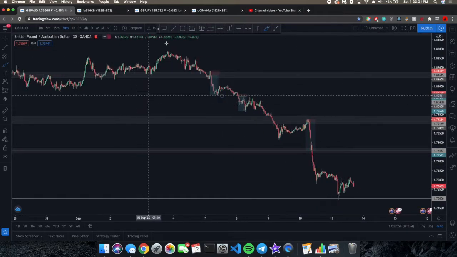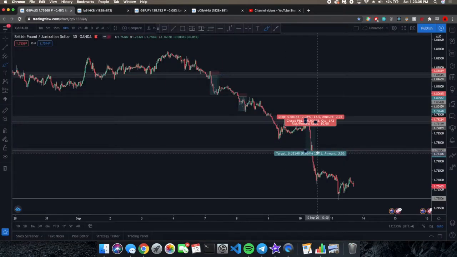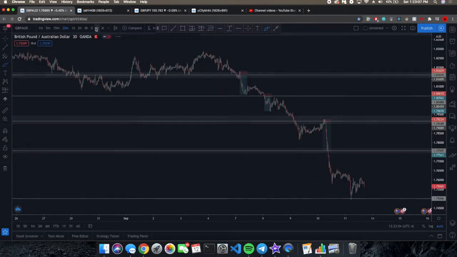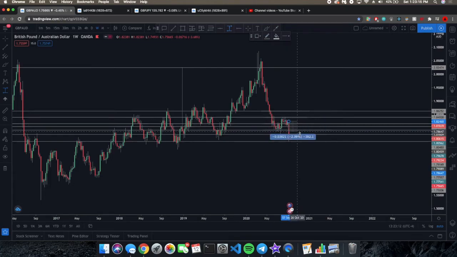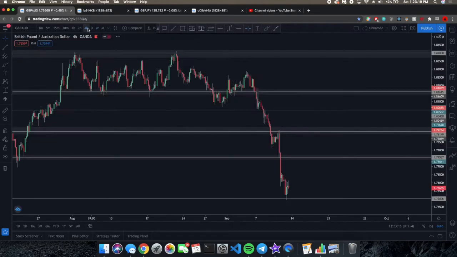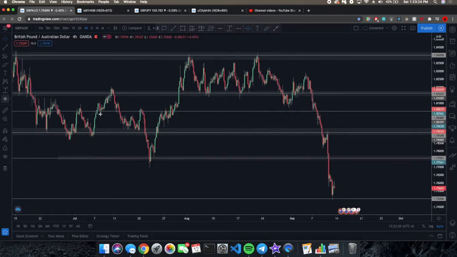GBP AUD followed analysis nicely, reached our low target, which was here, and then continued even further lower. So you see weekly it was very strong. Weekly moved a solid 755 pips. That's ridiculous. But yeah, that's GBP AUD, and I'll make the GBP CAD analysis recap in a bit.